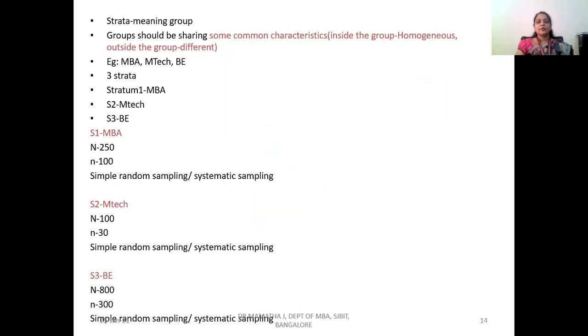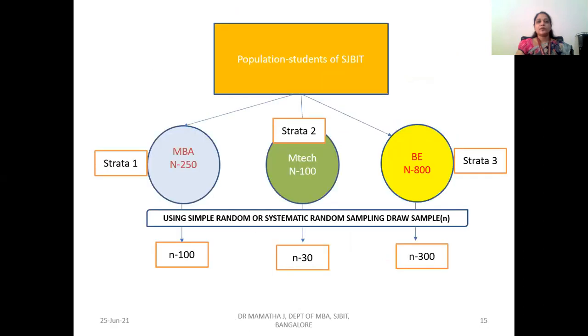So this is one example I have taken. If you want to study the college students, for example SJBIT students, I can create a flowchart like this. I will create the strata based on the disciplines. I have decided on disciplines. So I'll classify into three categories, three strata here: MBA, MTech and BE. Based on the population size, now I'm going to draw the sample using simple random or systematic random.